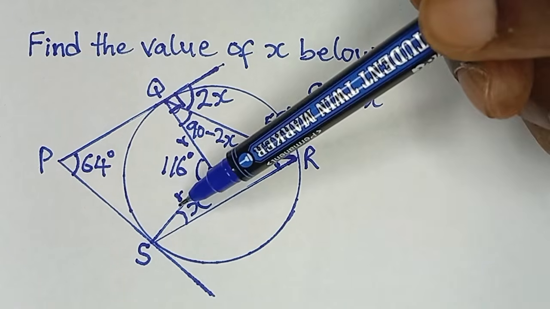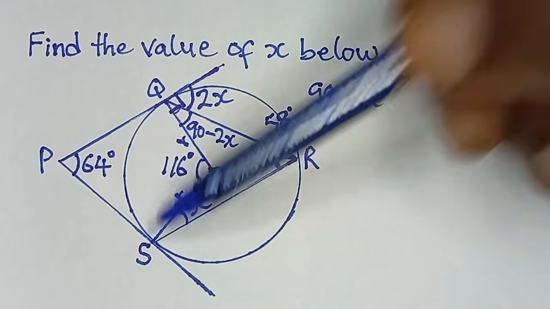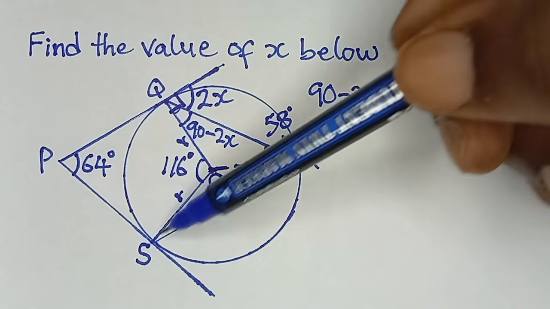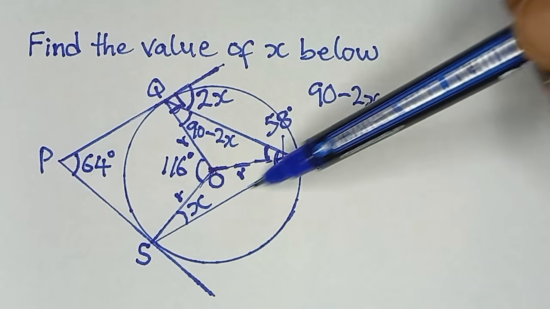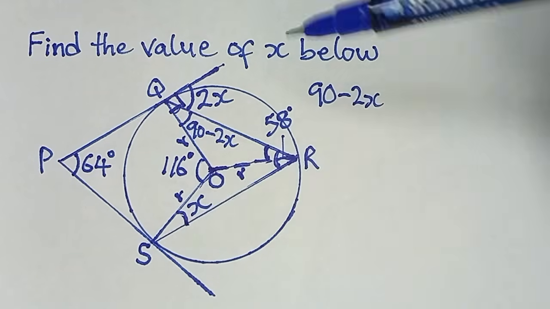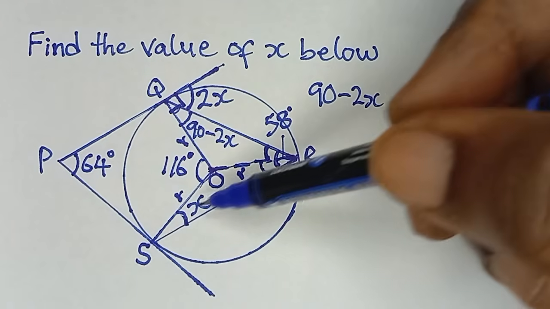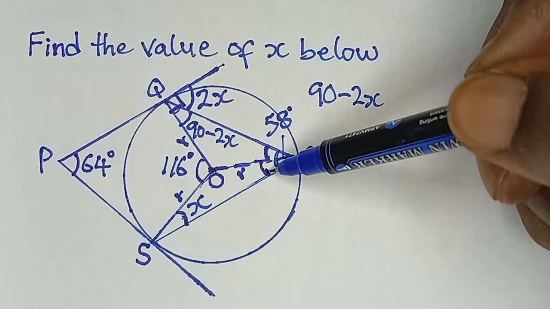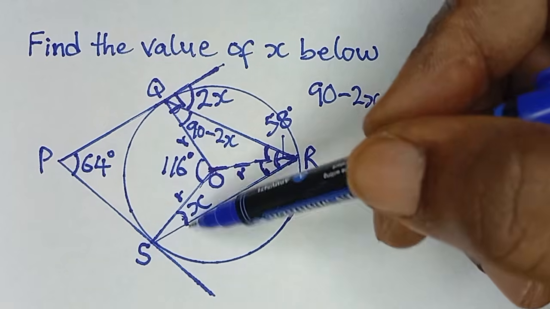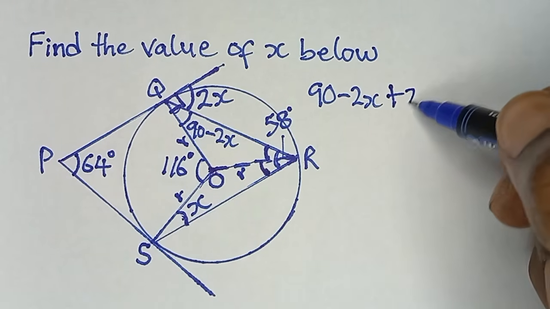In the same way, looking at this triangle, it is also an isosceles triangle because this side R is equal to this side R. So this triangle OQS is also an isosceles triangle. So if this base angle of the isosceles triangle is x, then this other base angle will also be x, because the base angles of an isosceles triangle are equal. So if this is x, then this angle here is also x. So I can say plus x.